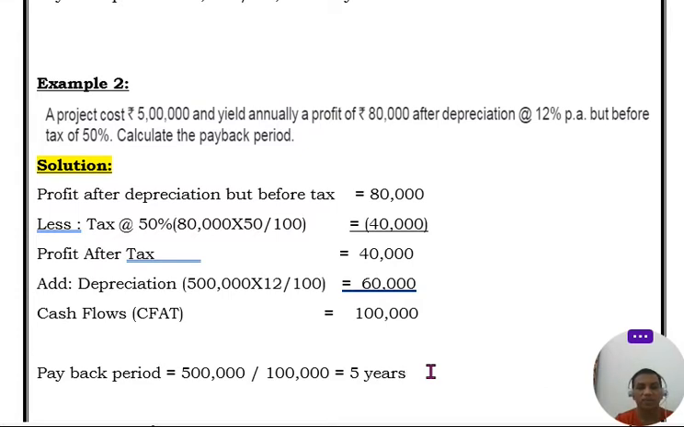If the calculated payback period is less than the standard payback period, accept the project. If the calculated payback period is more than the standard payback period, reject the project. That is the decision making criteria. And in this model, the cash flows are not given directly. We extracted the required values. This is one model. But here cash flows are uniform, every year the same.